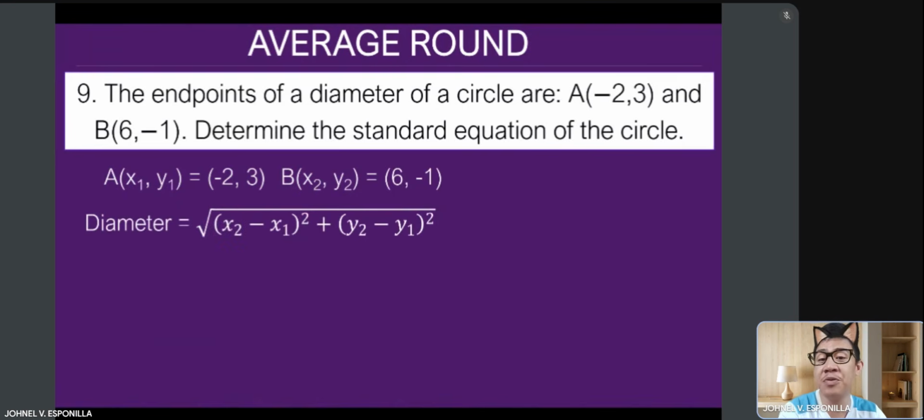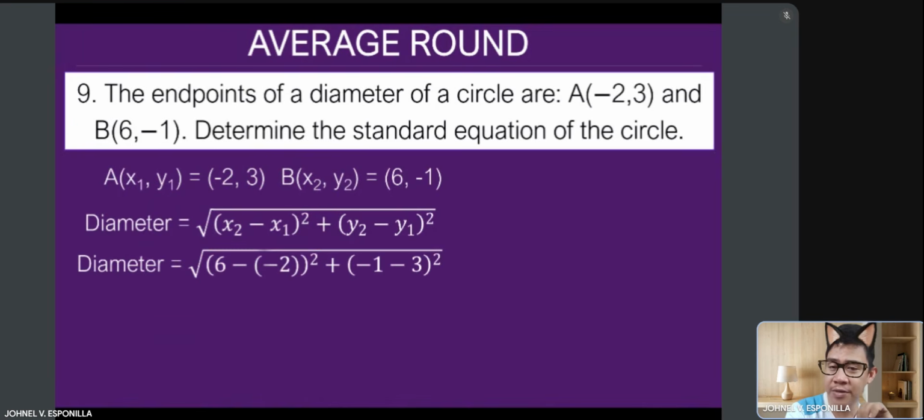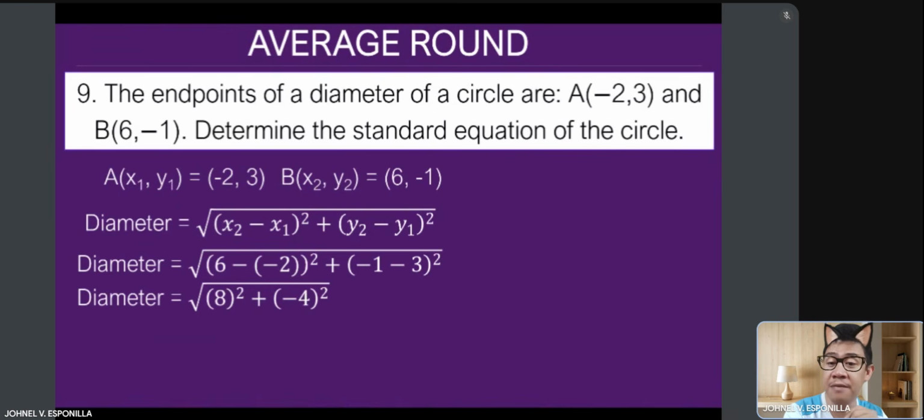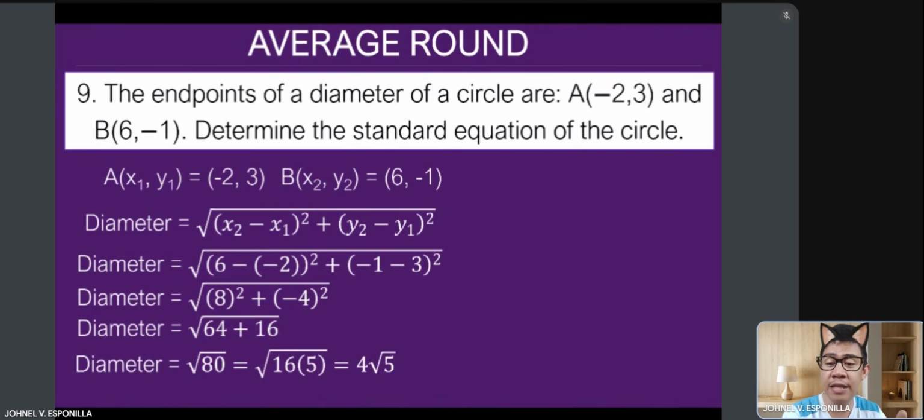And that is diameter is equal to distance formula. Okay, then substitution tayo. Substitute yan. Double negative becomes positive. Okay, so add po. So 6 plus 2 is 8. Negative 1 minus 3 is negative 4. Then square po natin yan. Then plus to get the diameter. Okay, and that is 4 square root of 5.